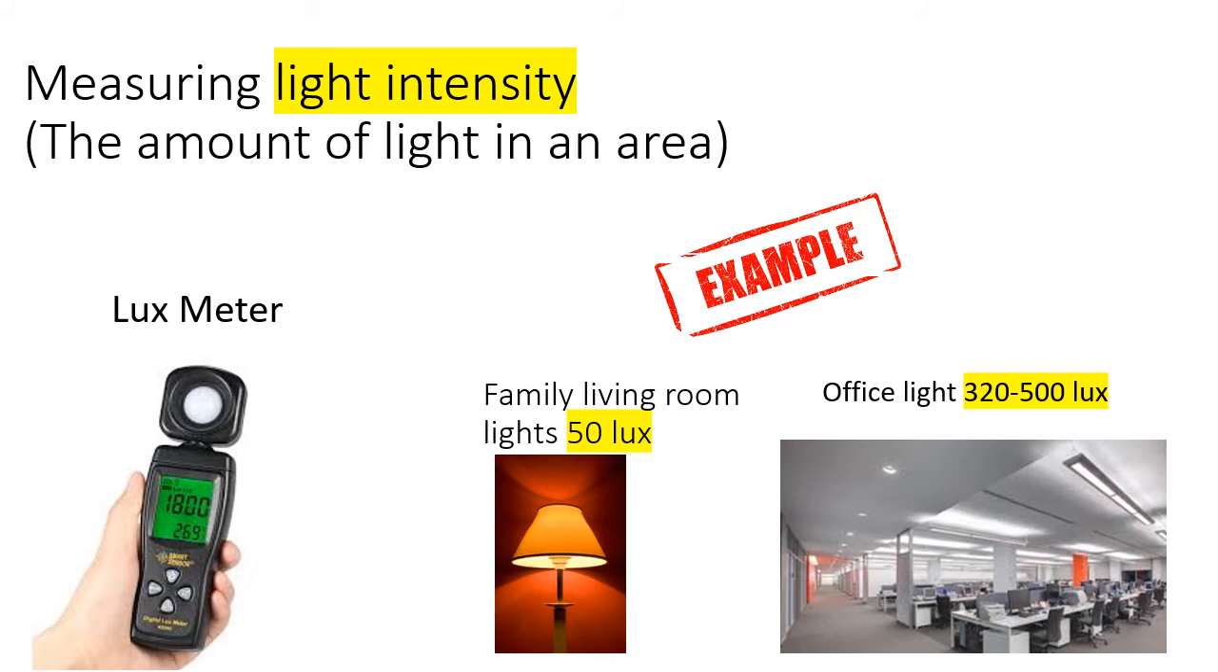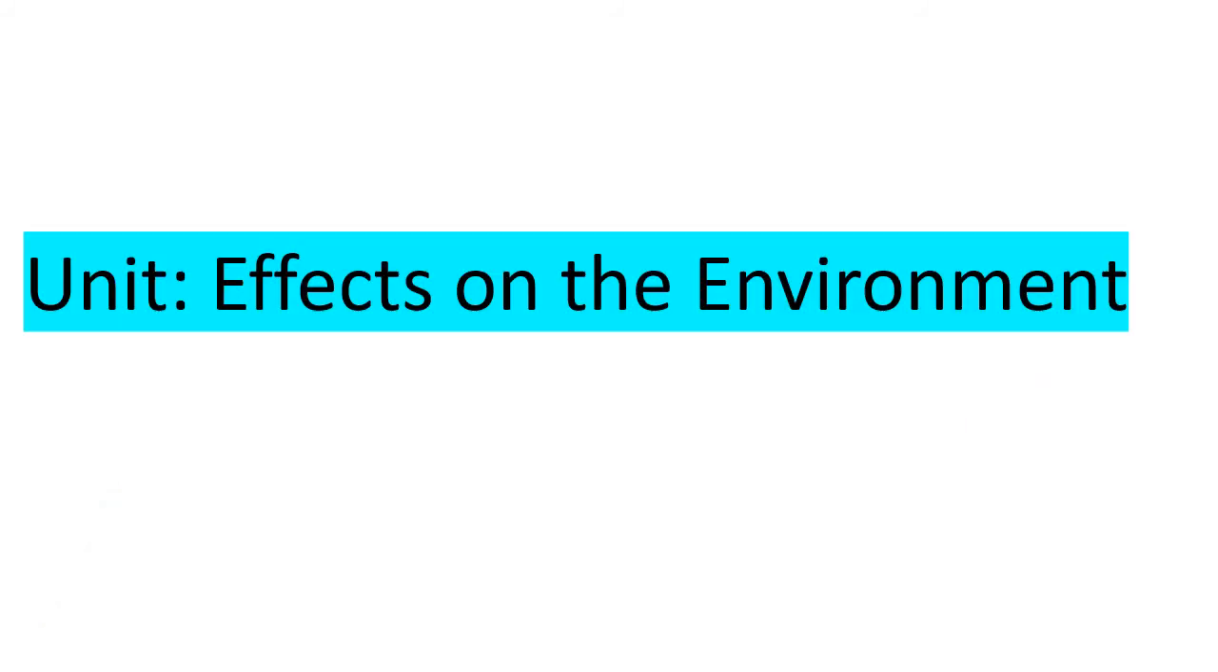How do we measure light or light intensity? What apparatus do we use? We use something called a lux meter, and we tried to use it during our circuits unit in grade 5, but it was broken. But you should know this is the apparatus to measure light intensity. So for example, maybe a family living room measures at 50 lux, and office light, there's more light, could measure between 320 and 500 lux.